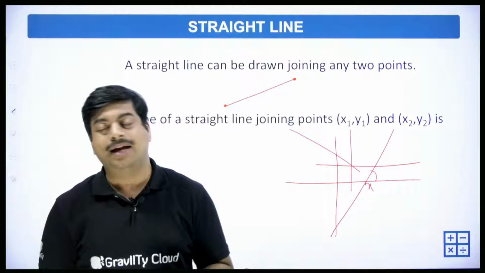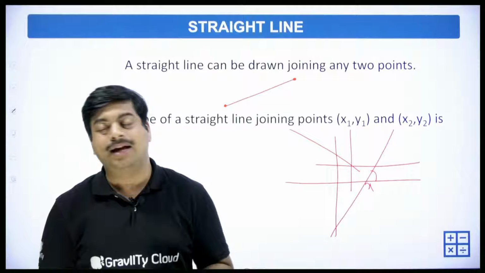I'll give you simple, straightforward points: (2, 3) and (4, 5). Find the slope of the line joining these 2 points. This is x1, y1 and this is x2, y2. y2 minus y1, 5 minus 3, by x2 minus x1, 4 minus 2. 5 minus 3 is 2 and 4 minus 2 is 2. So 2 by 2 is 1. That is how you find the slope of a line.